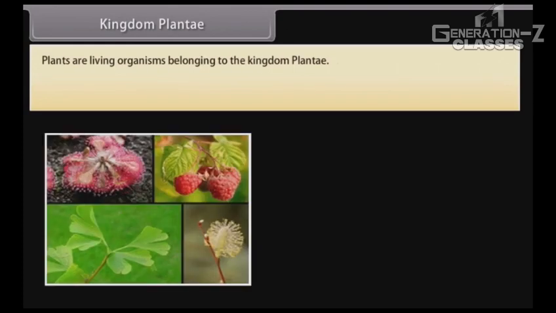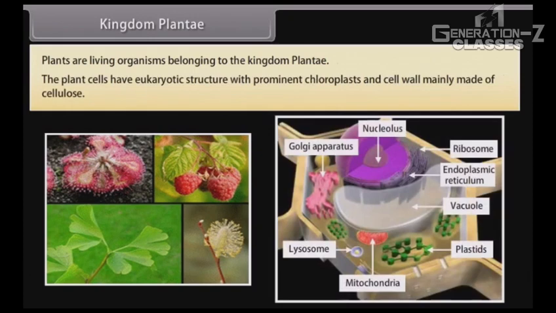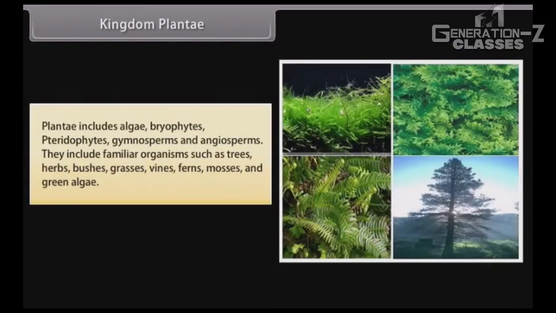Kingdom Plantae. Plants are living organisms belonging to the kingdom Plantae. The plant cells have eukaryotic structure with prominent chloroplasts and cell wall mainly made of cellulose. Plantae includes algae, bryophytes, pteridophytes, gymnosperms and angiosperms. They include familiar organisms such as trees, herbs, bushes, grasses, vines, ferns, mosses and green algae.